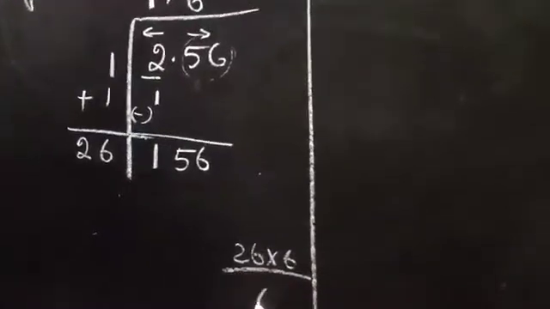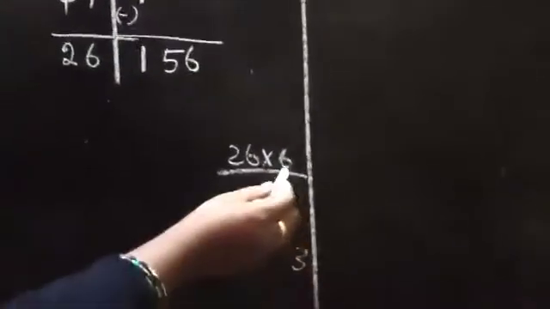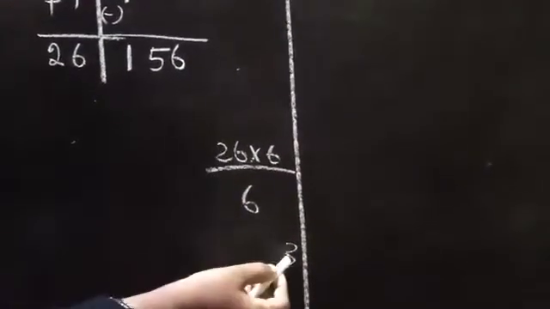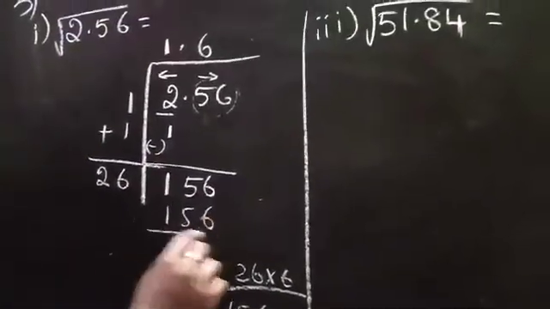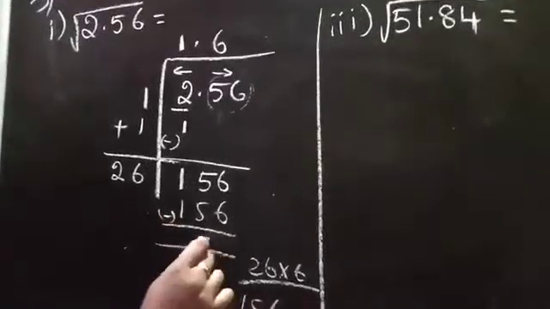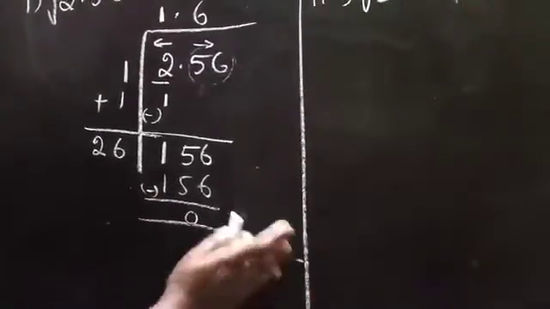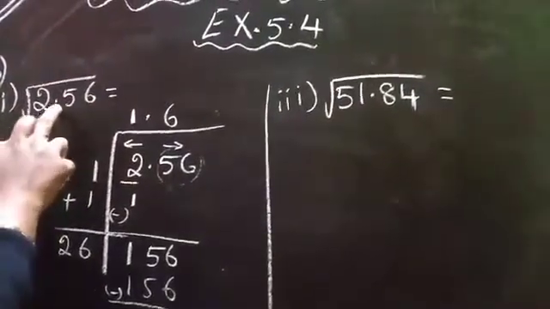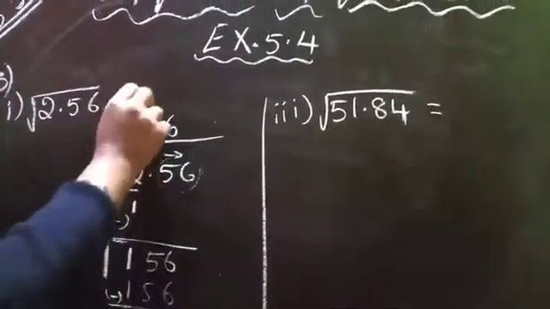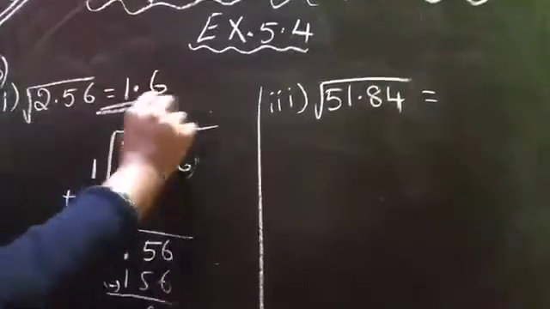6 sixes are 36, remaining 3. 6 twos are 12, 12 plus 3 is 15. So we are getting the same number here also. When we do subtraction, we get 0. Then the square root of 2.56 equals 1.6, which is our answer.